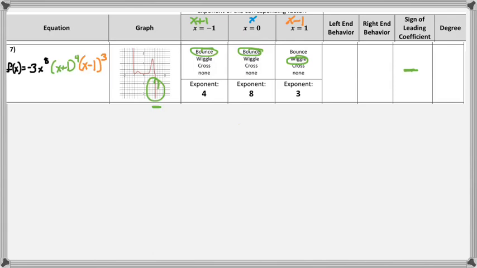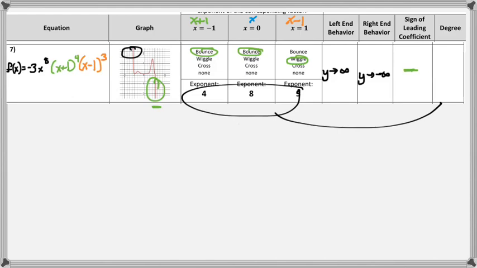So looking at my graph, I can answer the next couple of questions. So the graph on the left-hand side was going up, so y approached positive infinity. On the right-hand side is going down, so y approached negative infinity. The degree, I add these up, and when I add those numbers up, I end up with 15.